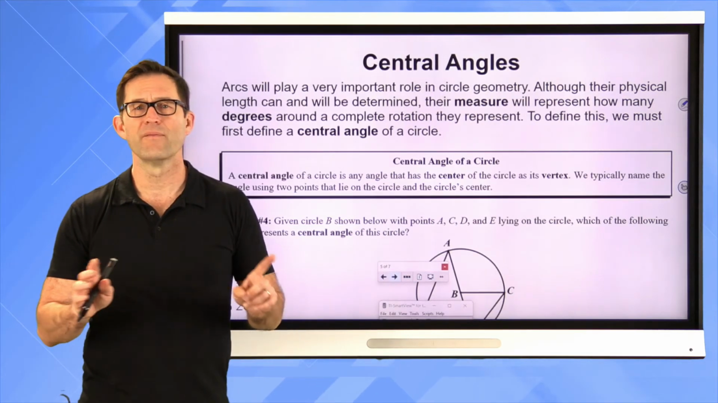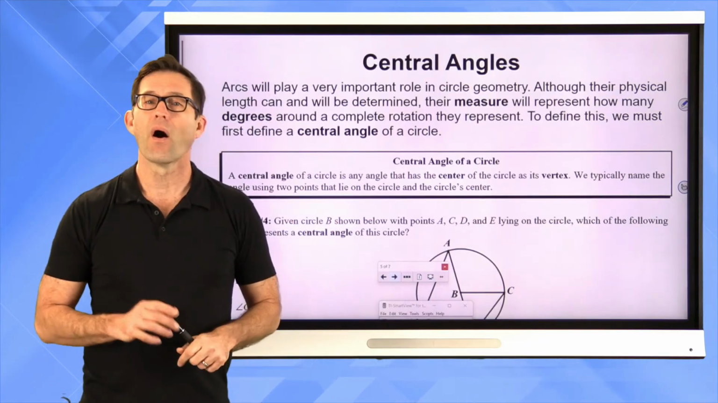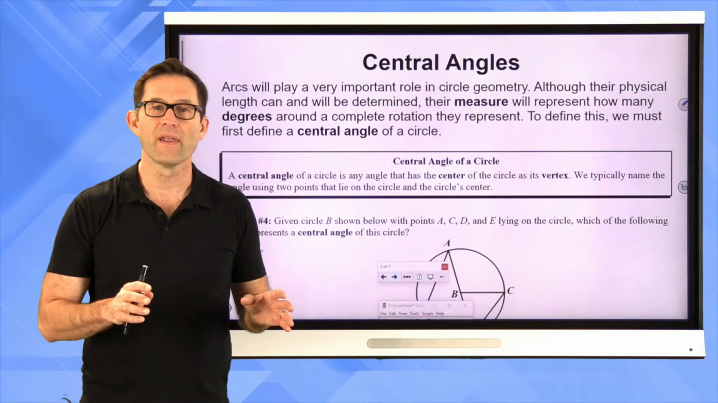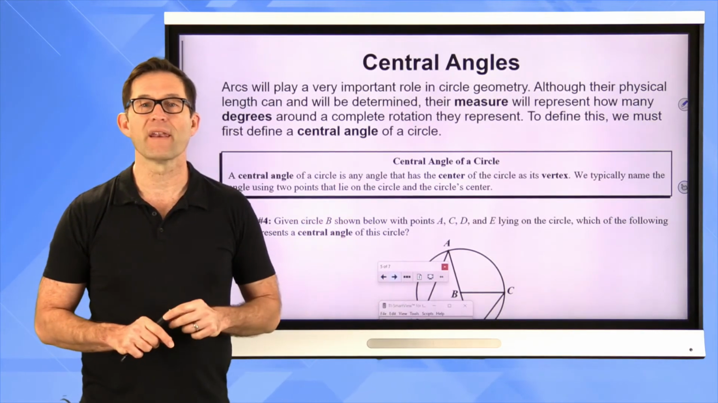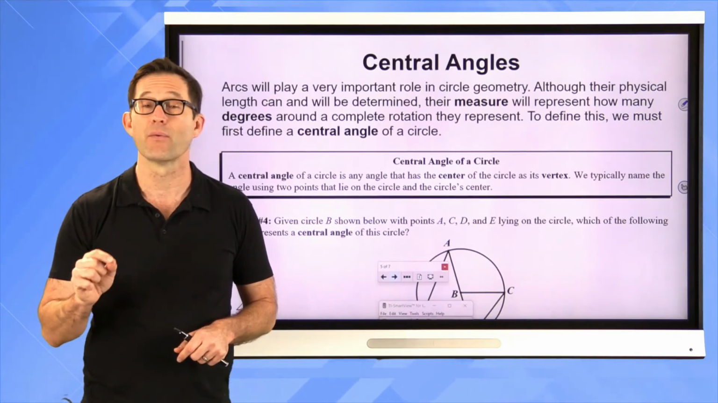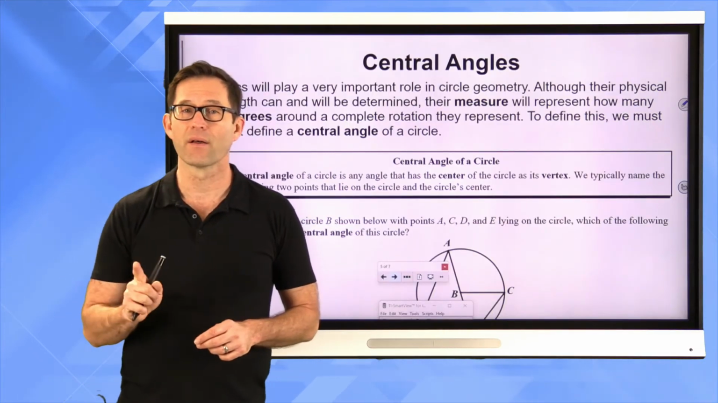Now, before we talk very much more about arcs, let's talk about what are called central angles. Arcs will play a very important role in circle geometry. Although their physical length can and will be determined, their measure will represent how many degrees around the circle, around a complete rotation, they represent. To define this, we must first define a central angle of a circle.